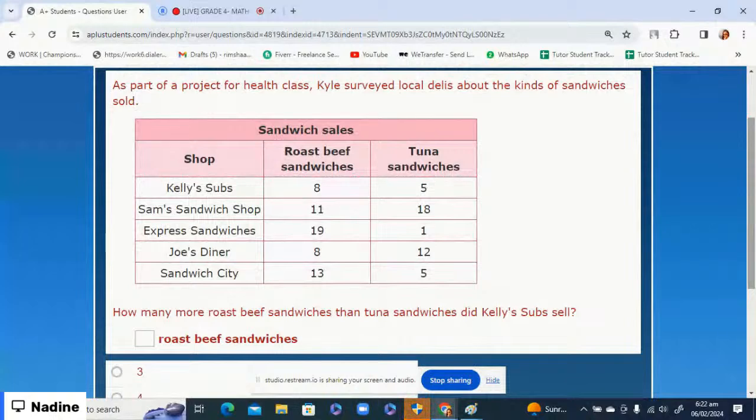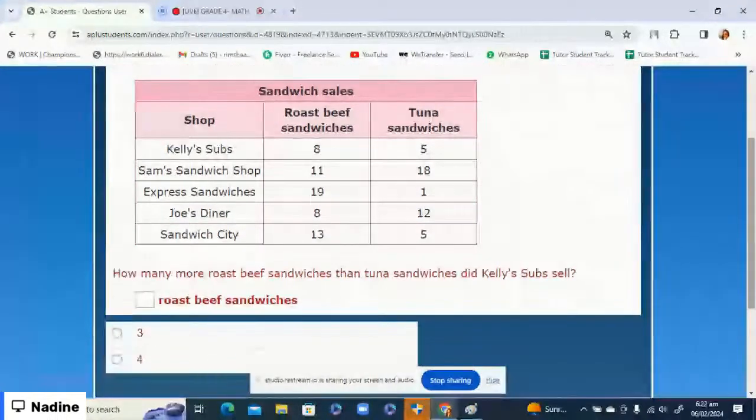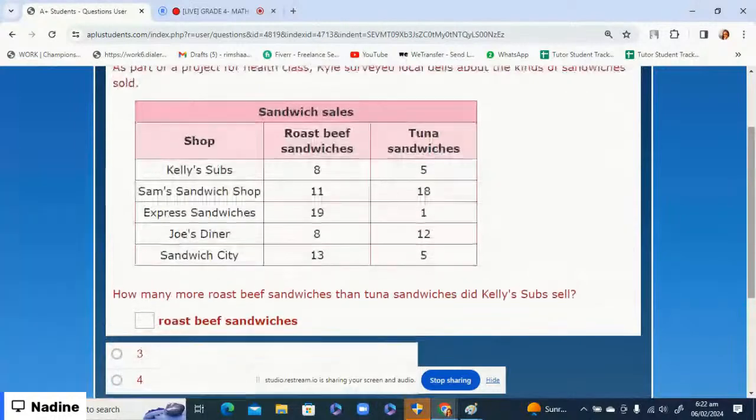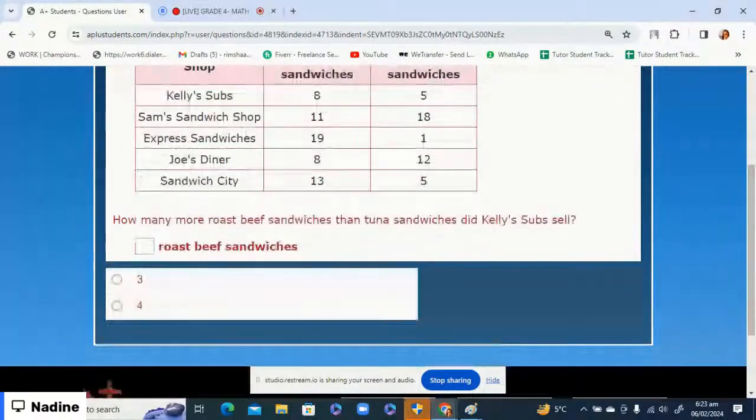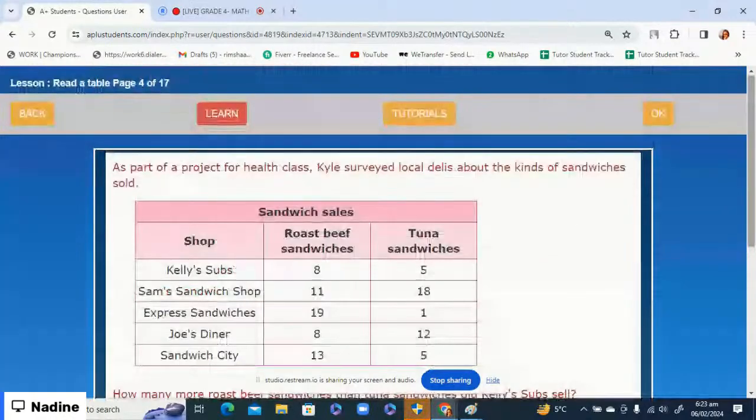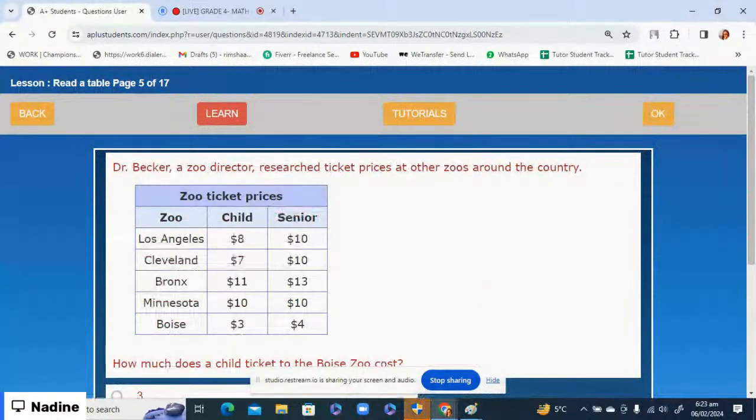So we can say that. Okay then. Sorry about that. Alright then. How many more roasted beef sandwiches than tuna sandwiches did Cali Subs sell? Roasted beef, we are interested only in the Callies, and the tuna. So how many more? 8 minus 5 is 3. So we can say that 3 more. Yeah, okay, I understand.